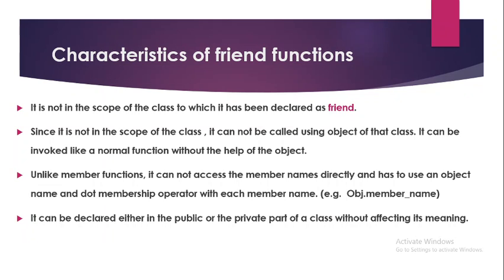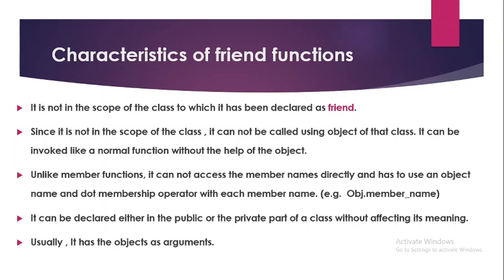It can be declared either in the public or private section of a class without affecting the meaning. In the example, we have declared a function as friend in the public section, but you can declare these friend functions in the private section also. Wherever you declare the function, public or private, the meaning will be the same. But if that function is a friend function, within that function you can access any member of that class, whatever it is. Usually it has the object as argument.